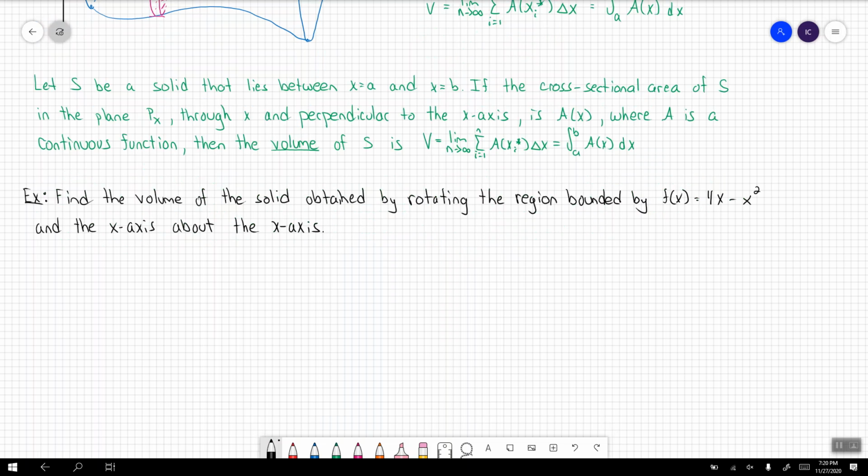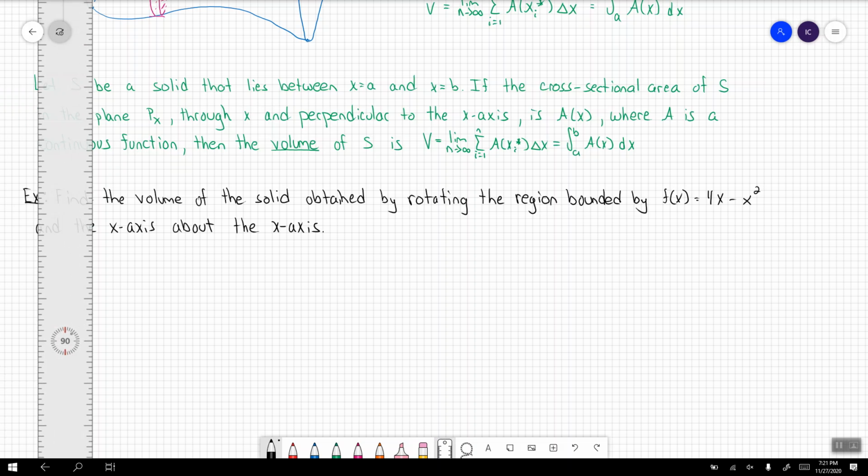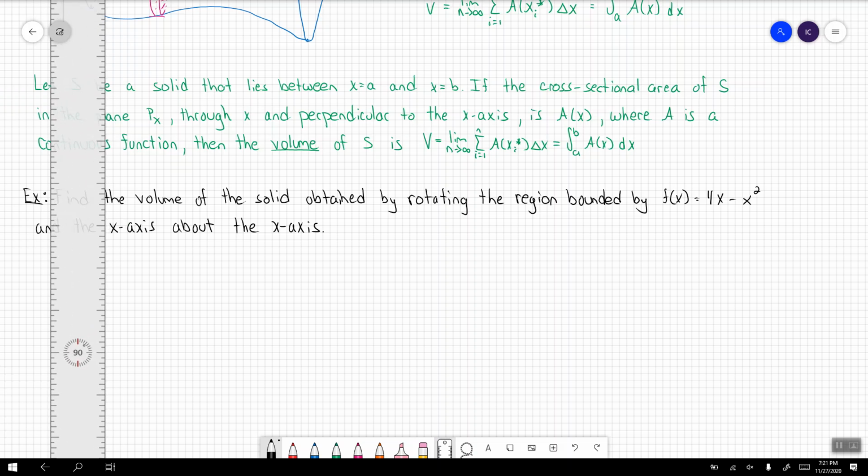All right, so here's a question at hand that we want to find the volume of the solid obtained by rotating the region bounded by the function f of x, which is given by 4x minus x squared, and the x-axis, and we're going to rotate this about the x-axis. So the first thing that we want to do, again, is we want to sketch this region.